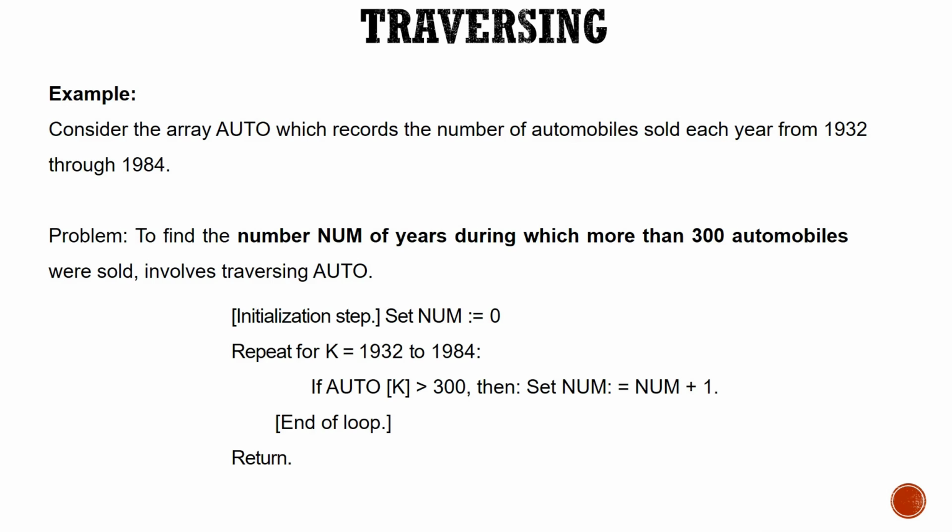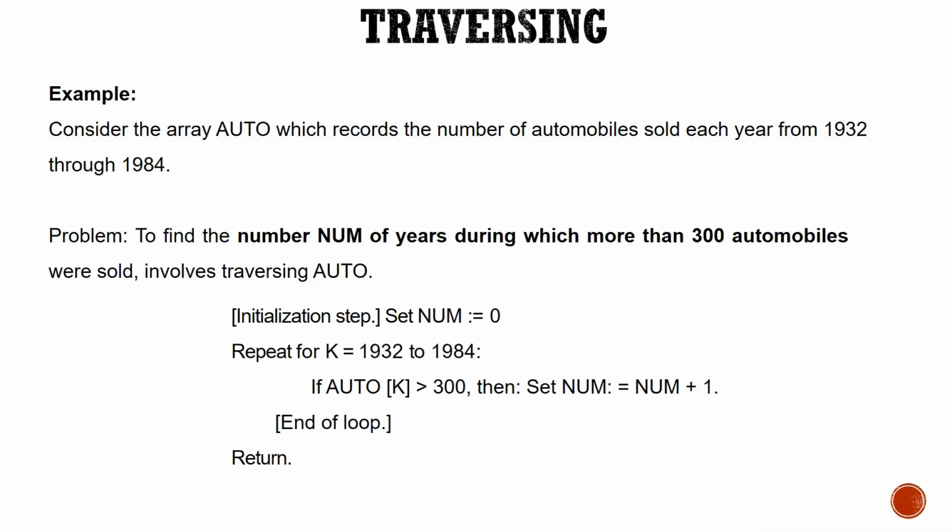What is the problem in hand? We need to find the number of years during which more than 300 automobiles were sold. So how to perform this one? I need to count how many years the automobiles are sold more than 300. So how to do this one? The counter I will start with 0, number equal to 0.